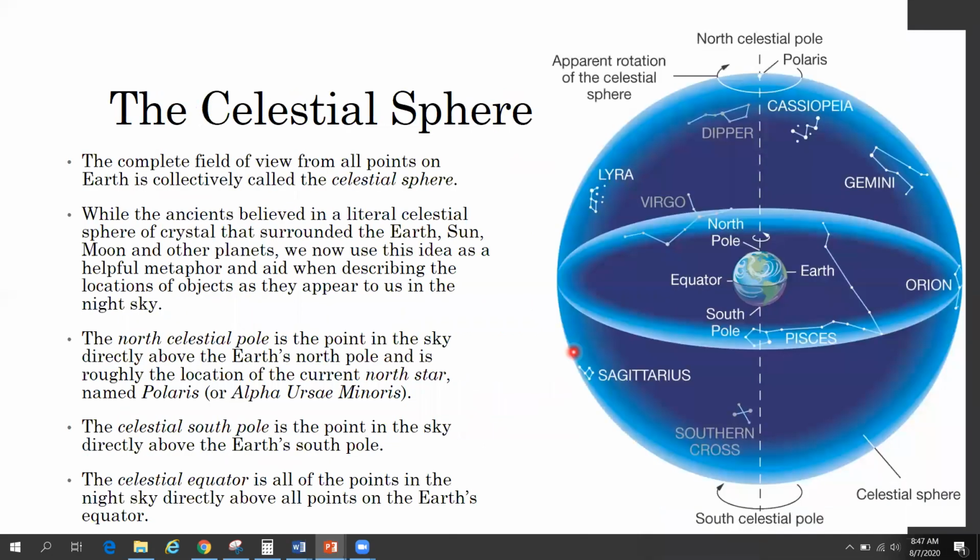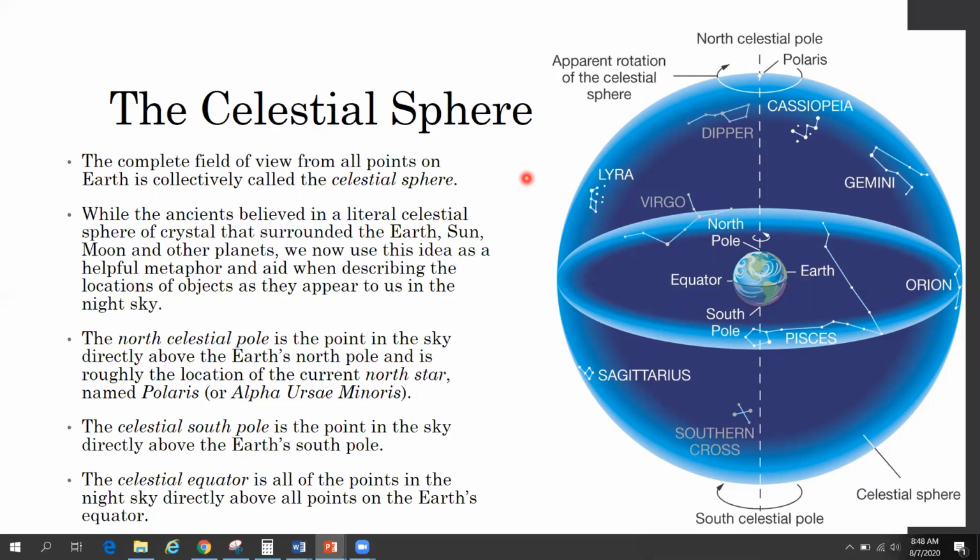All right, moving on. Again, the main idea for today's topic is the celestial sphere. And maybe you've heard that term before, maybe you haven't. But like it says here, the complete field of view from all points on Earth is collectively called the celestial sphere. In other words, if you go outside at night and you can see different things up in the sky, stars, planets, if you get a telescope out, you can see nebulae and things like that. All of those views that would be possible from any point on the Earth.